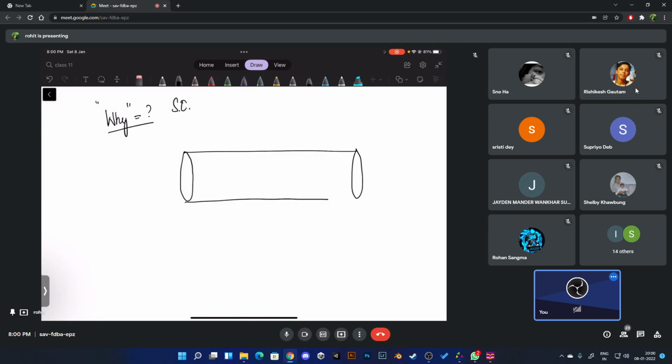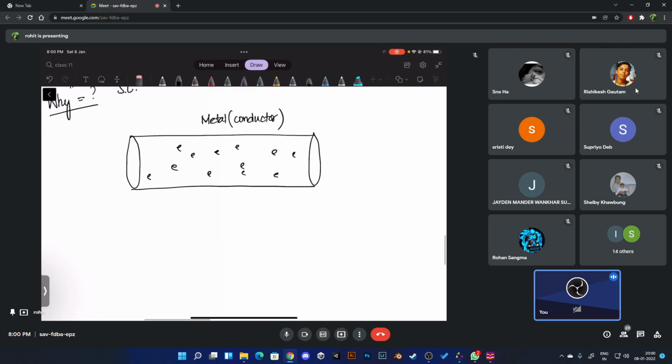What is this? A metal or a conductor, okay? We know about them, right? What do we have inside them, guys? What do we need to draw? Free electrons. Yes, correct. How do we get current, guys? In a conductor, in a metal, we have to apply what, guys? Potential difference. One will be plus, one will be minus.